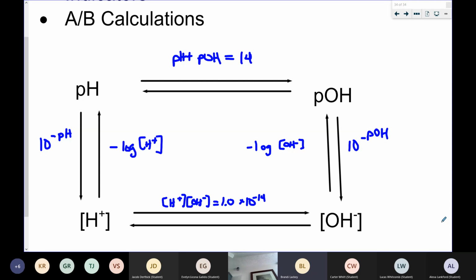And where some people lost points is they would forget to address the whole question. So it would give you H plus and want pOH. Well, you found pH, but then you didn't go to pOH. So you didn't do all that it was asking you to do. So be careful of that and make sure that you end up with the correct value that you're looking for. All of those were pretty straightforward. It's just plug in, solve for X, but make sure that you're using the correct formula. That's what people were coming across.